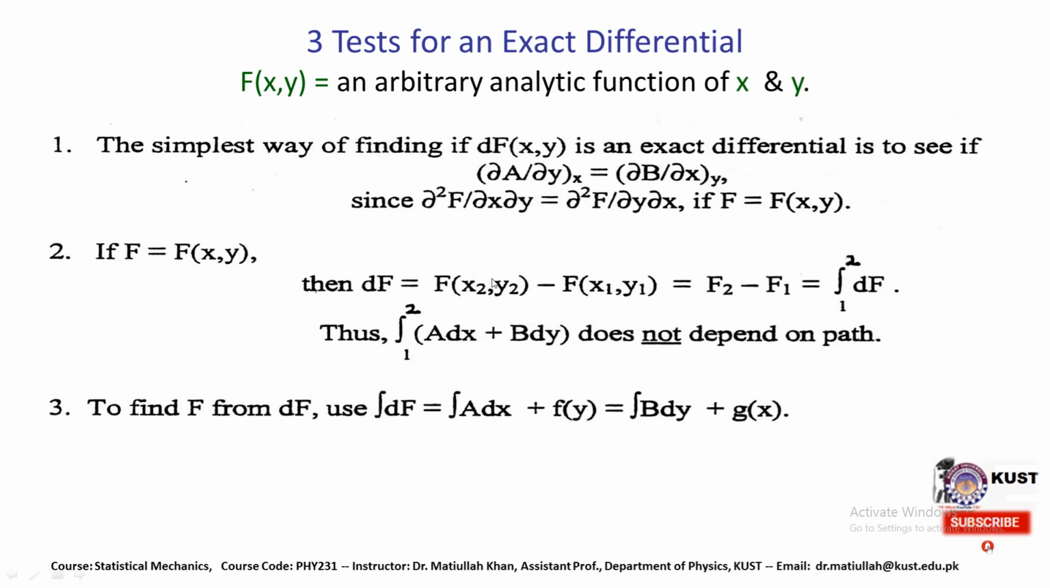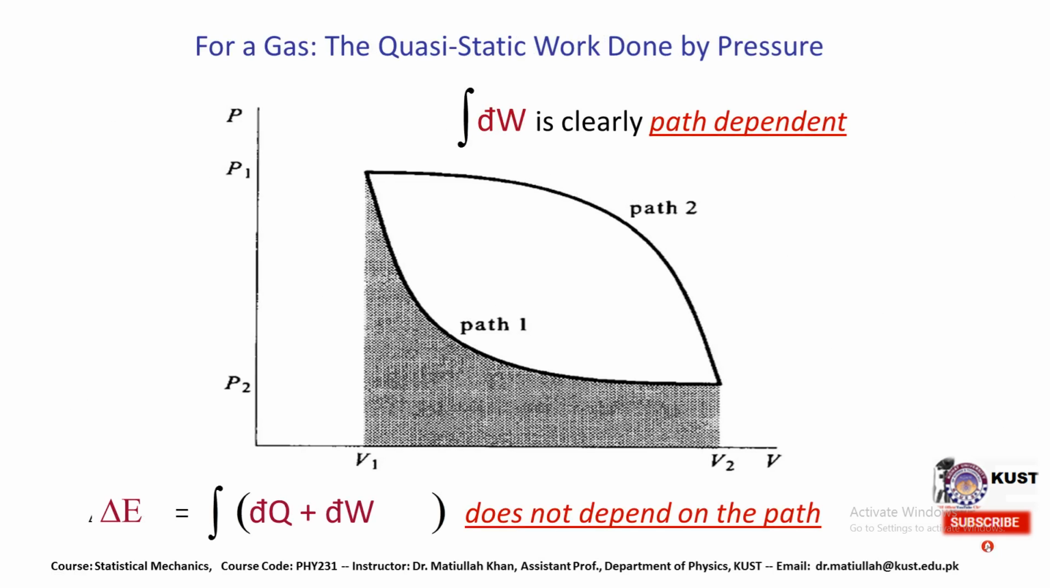That is another condition. And the third condition is to find f from df, for which we need to integrate it. It's very easy, just integrate df. It should be the integral of a dx plus a constant quantity, that is f of y, and that should be equal to the integral of b dy plus g of x. That is another condition for that.